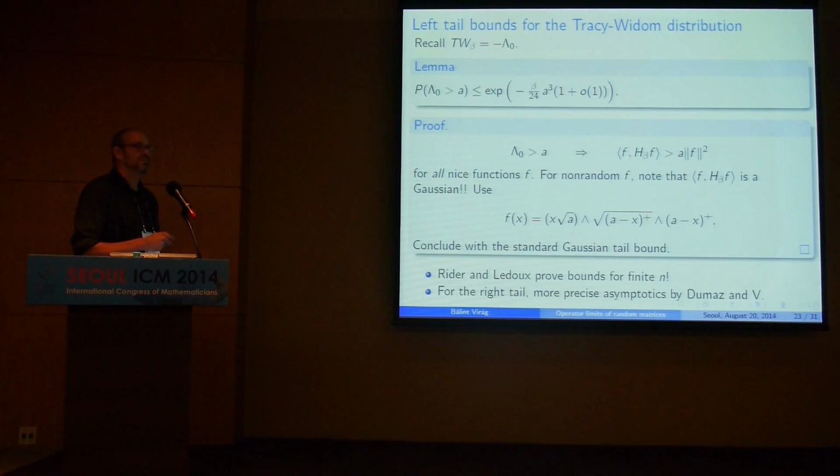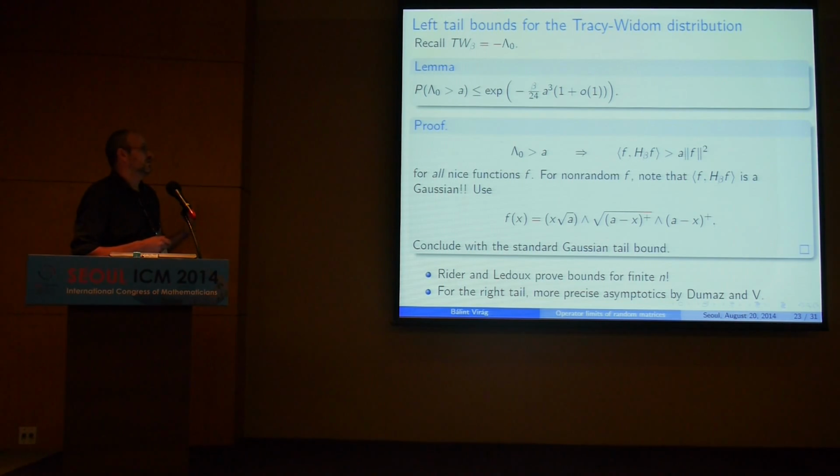Okay, so the nice thing about this distribution is that it has a very thin tail, right? It's exponentially minus a cubed in one direction, and it's 3/2 in the other direction. So we can prove this one, and I'll give you a two-line proof. Okay? So how do you prove this upper bound? Well, if the bottom eigenvalue of this operator is greater than a, that means that if you plug in any nice function into the operator, then this inner product will be at least a times the norm of f squared, right?